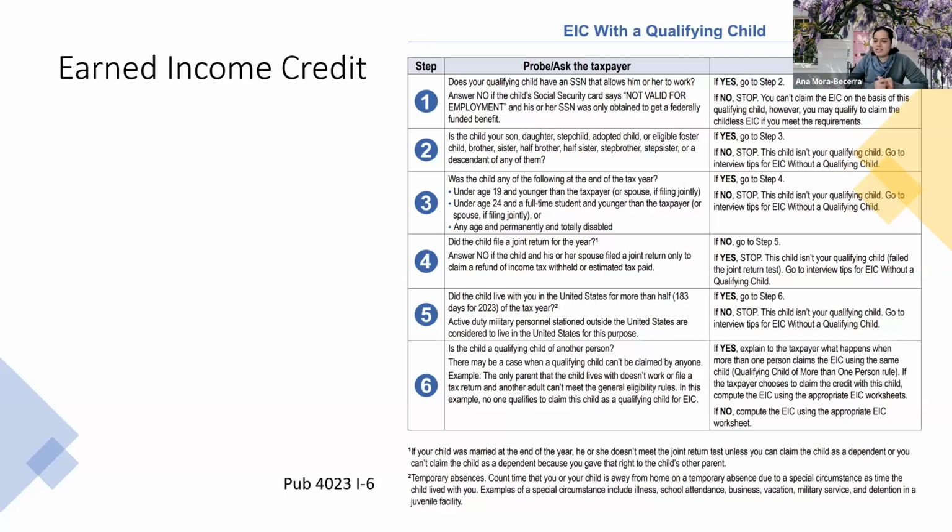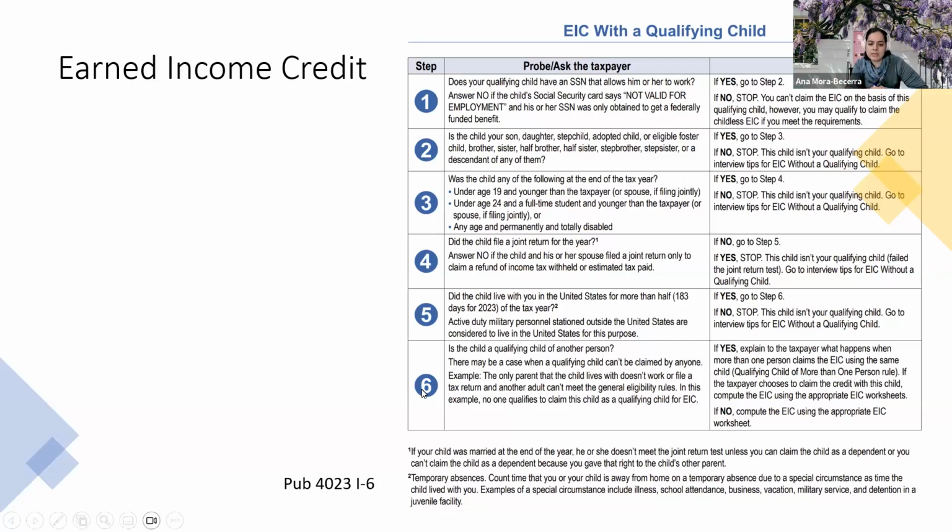Oh, the one thing that I did want to mention is the support test, so can the child support themselves, provide more than half of their support? This does not apply for the earned income credit because the earned income credit doesn't take support into account. So, for example, and it's most likely seen with a college-age student, they can be claimed by their parent for the earned income credit even if they supported themselves more than half.